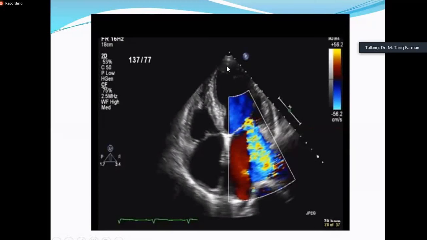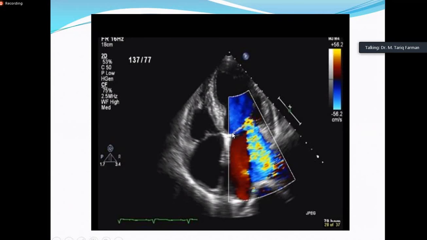The color Doppler is most diagnostic, and you can assess the severity of this leakage, this regurgitant volume from the left ventricle into the left atrium. You can see this is the mosaic pattern, this yellowish and green and blue. This is the leakage of the blood from the left ventricle into the left atrium.